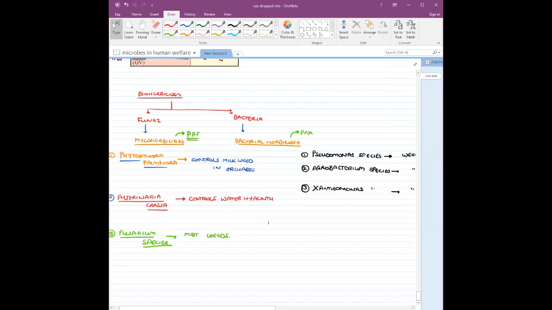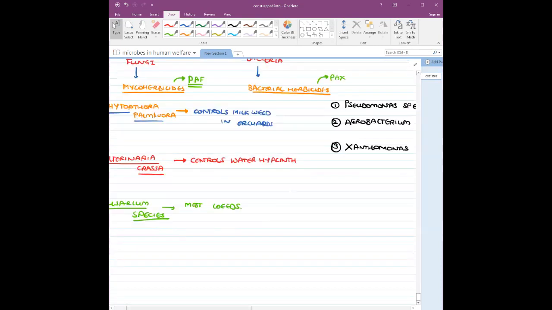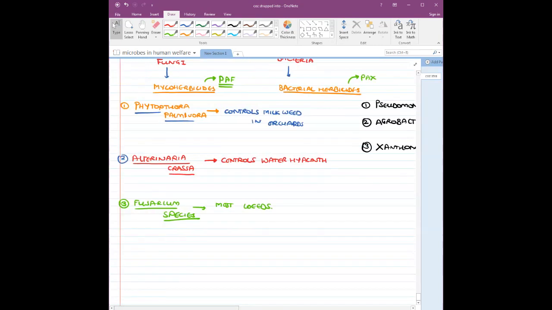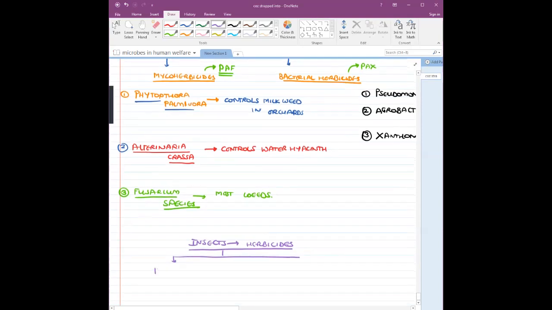So let's try to see the third one. Now this is not the first time, we're going to see a little different thing. So insects as your herbicides. Okay, and now who are we talking about, guys? We are going to have two of them out over here. So the first one, guys, is something called your Tyria moth.